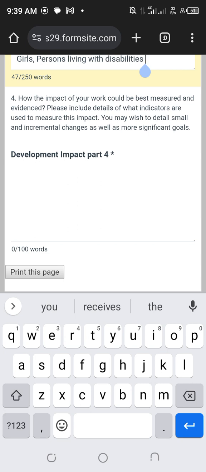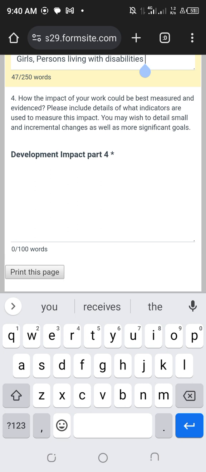So we'll come down to development impact, part 4. It says, how is the impact of your work, how best could it be measured and evidenced? Please include details of what indicators are used to measure this impact. You may wish to detail small and incremental changes as well as more significant goals.